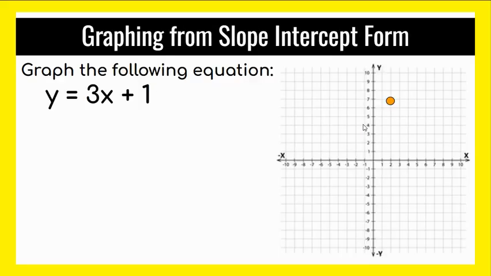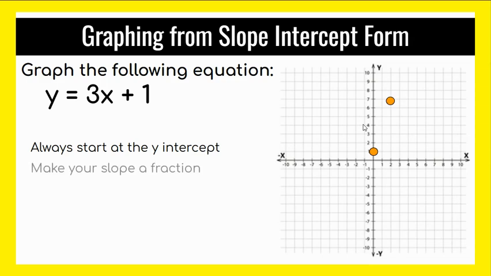So we're going to graph the following line in slope-intercept form. So the very first thing we're going to do is start at the y-intercept. So I'm going to put a point at +1 because y equals 3x plus 1. 1 is your y-intercept. Whatever you're adding or subtracting is your y-intercept. And then we're going to make our slope a fraction so that way we can graph with it. So 3 as a fraction is 3 over 1.